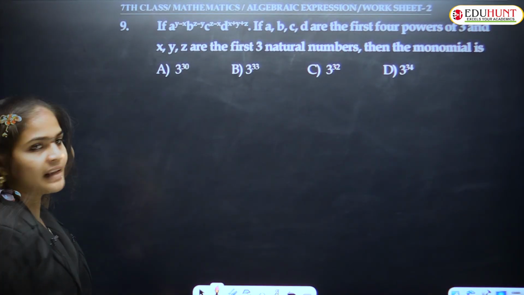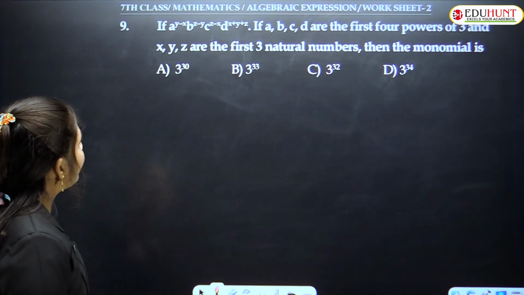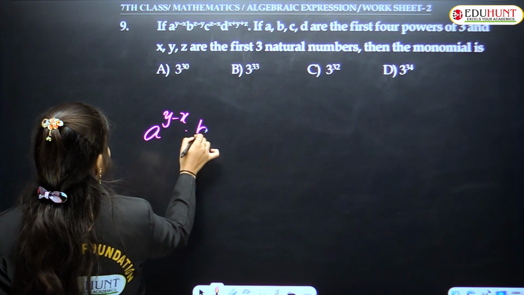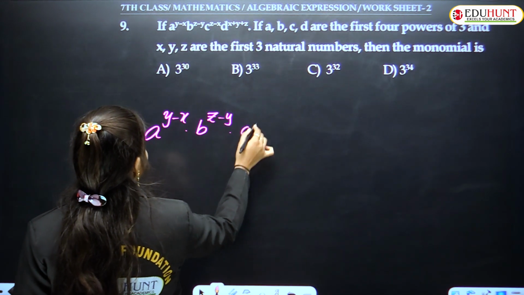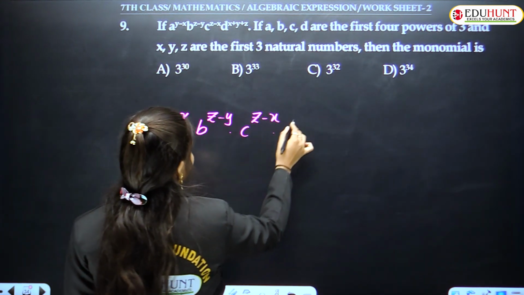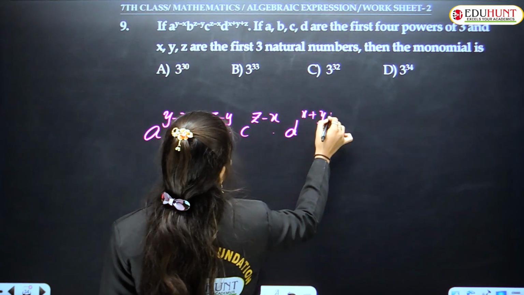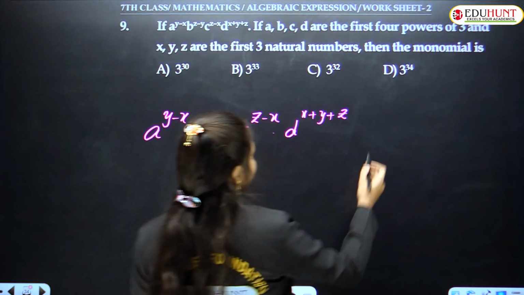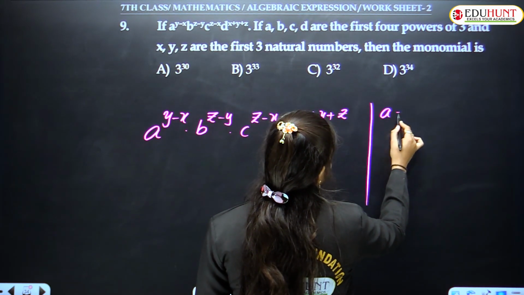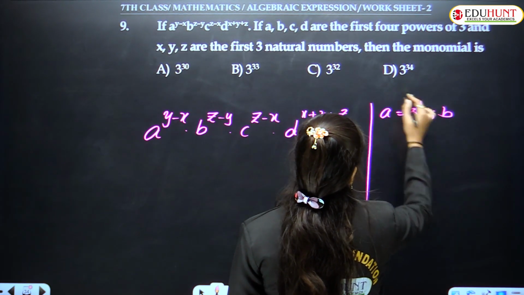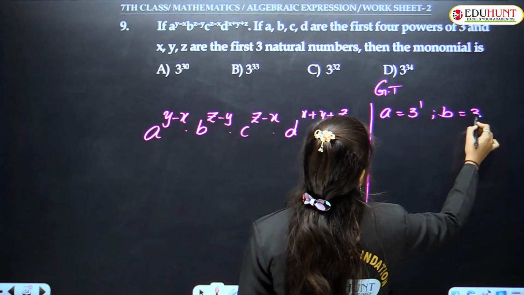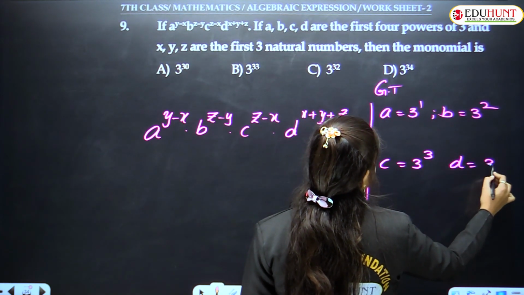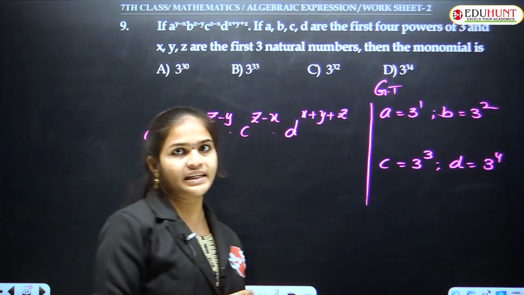Next see that 9th one. What is that? If a power y minus x into b power z minus y into c power z minus x into d power x plus y plus z. If A, B, C, D are first 4 powers of 3, A is equal to 3 power 1, given that B is equal to 3 square, C is equal to 3 cube, D is equal to 3 power 4. First 4 powers of 3 they are asking, no?